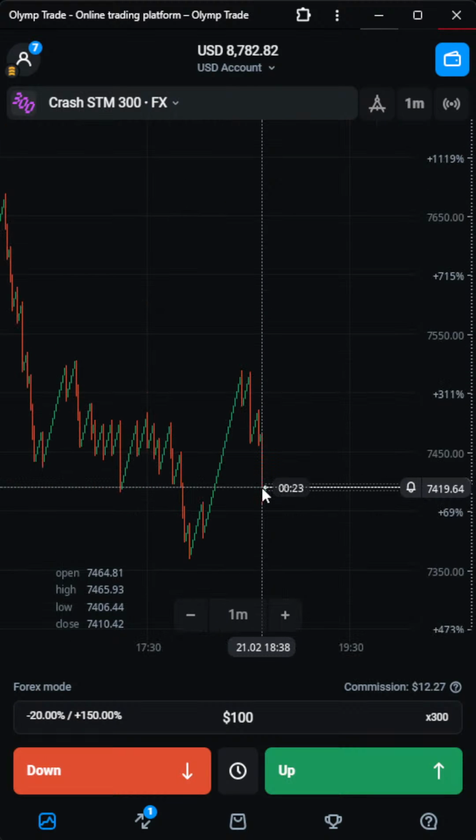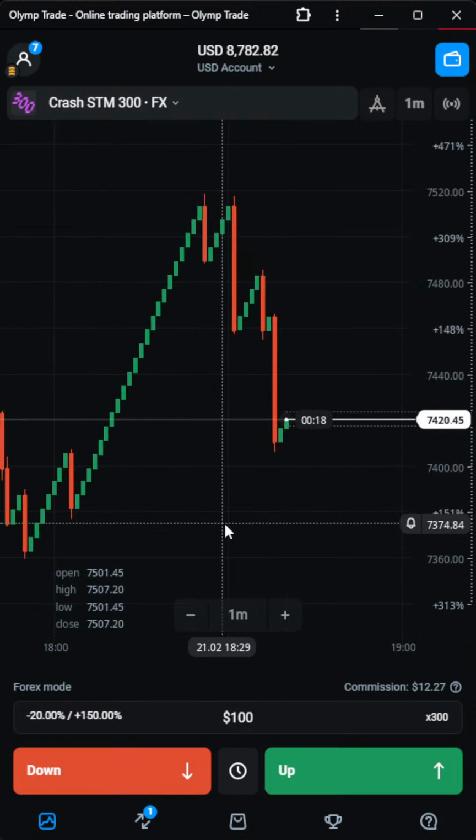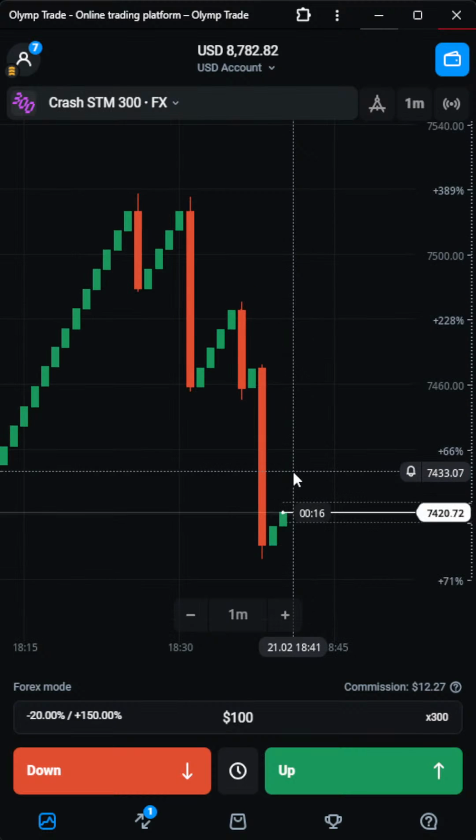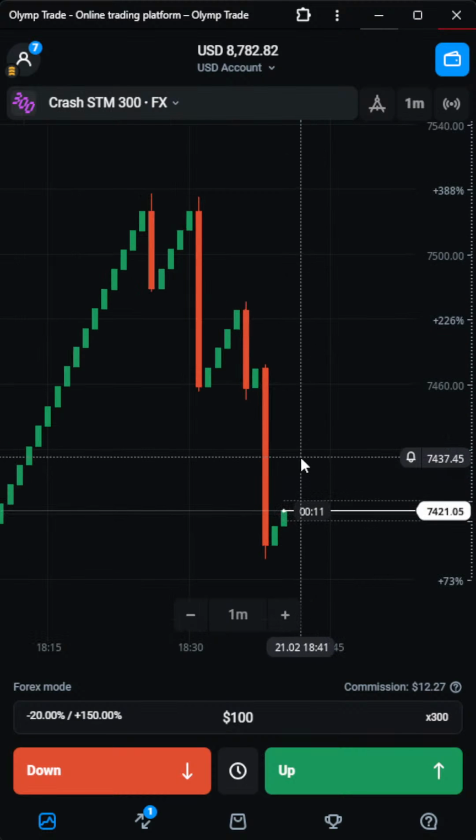I'll give you a little hint about how to take a successful trade on Crash STM, because this is one of my favorite assets, and I use scalping in this process. Scalping means I stay in the market for a very short period of time, I make the profit and leave the market. That's what I do specifically in this. Because if you are thinking about holding your position on Crash STM, no, it will certainly not work.